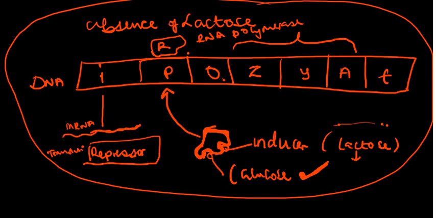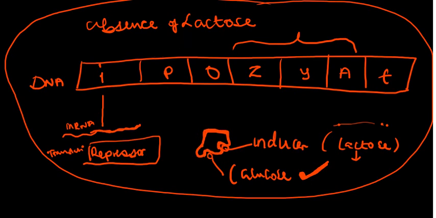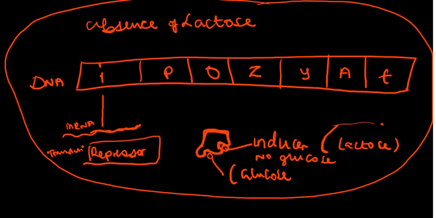So the opposite is true. Let me just explain what can happen when we have no glucose. Take for instance, you've been fasting or you haven't eaten anything the whole day. Your body has less glucose. What will happen? Lactose is needed, right? Because lactose can be used to provide the body with energy.